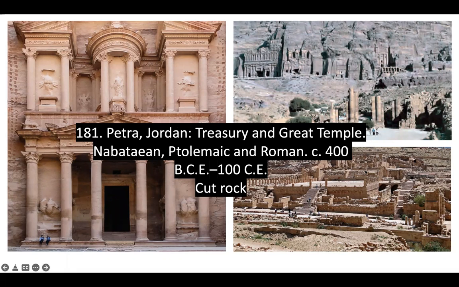And Great Temple is the remains down below on the right. I don't really have any information on the Great Temple. It just looks like remains that were built out of sandstone. We're going to be focusing on the Treasury, which is on the top left. There's three cultures being represented here: Nabatean, Ptolemaic, and Roman. Time period is 400 before Common Era to 100 Common Era. And this is cut rock or sandstone.